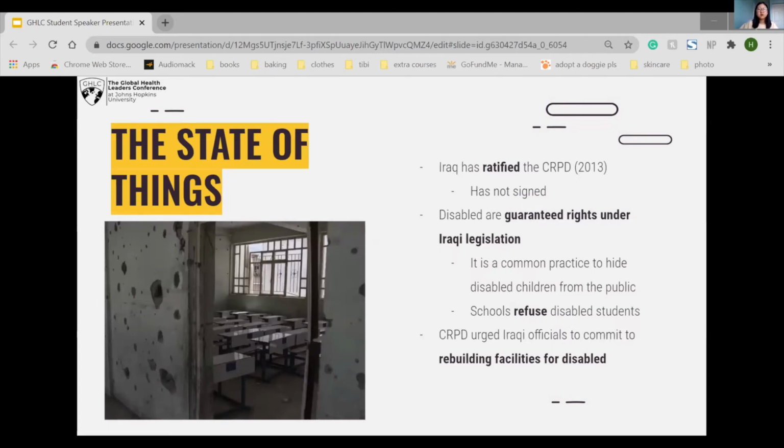So currently, Iraq has ratified the CRPD and passed several legislations in favor of the disabled community. However, it is common for disabled family members to be hidden from the public and be refused education due to the current state of the country. The CRPD is concerned and urges Iraqi officials to commit to rebuilding facilities for the disabled.